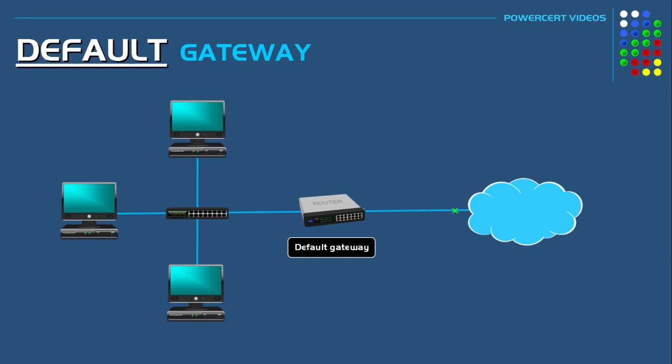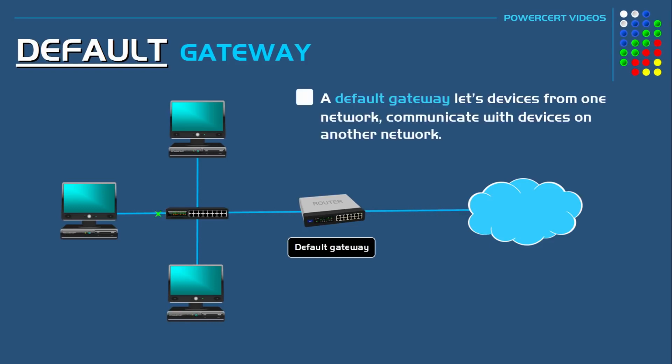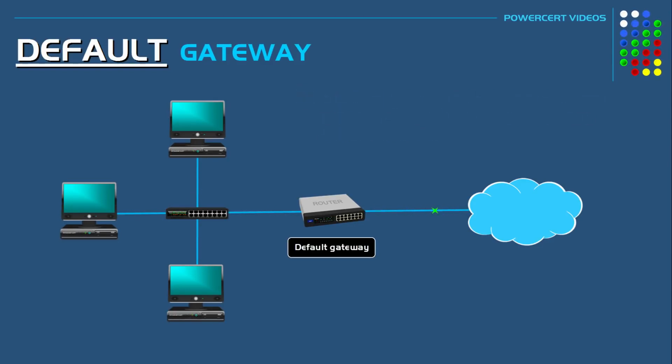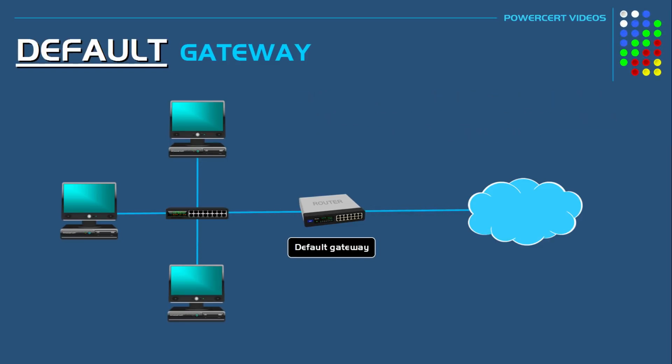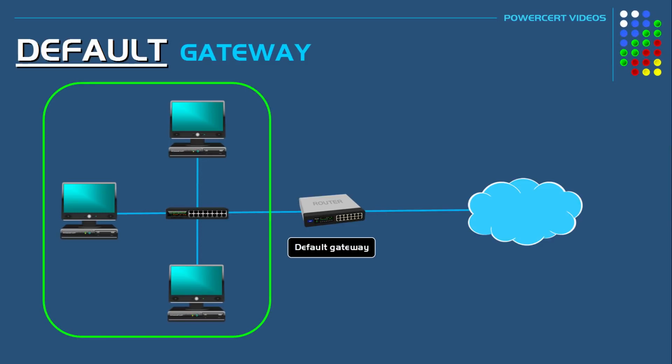So in a nutshell, that's what a default gateway is. It lets devices from one network communicate with devices on another network. And as I said before, this is typically going to be a router. A router is the gateway or doorway to every network. The term default means that the designated device is the first option that's looked upon when data needs to exit the network. Now if these computers wanted to communicate with each other, they can just talk directly to each other through the switch. This is because all these computers are on the same network. Their data doesn't have to exit the network and go through the default gateway.